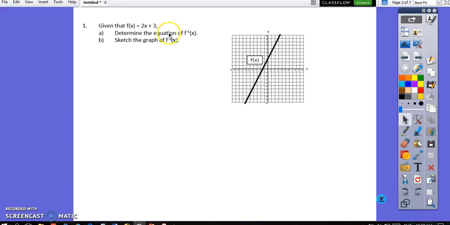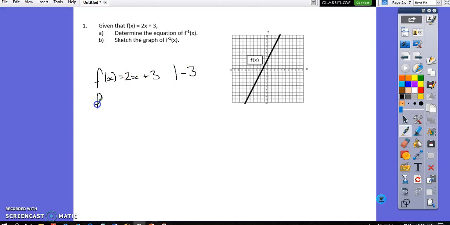Okay, so in this video we're going to do a couple of examples, the first of which is shown here. We have a function f of x is equal to 2x plus 3, and we have a sketch of this function here. First of all, our job is to determine the equation of the inverse function. So, to do this, we need to write out our original function and rearrange it until we get x equals, just as we did in the previous video.